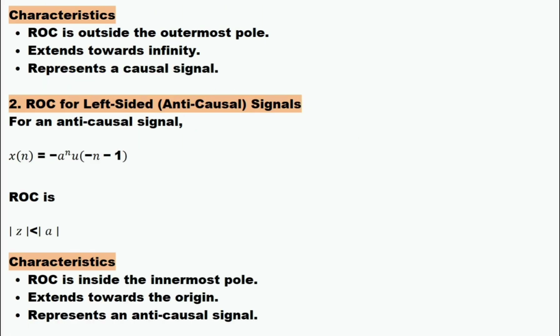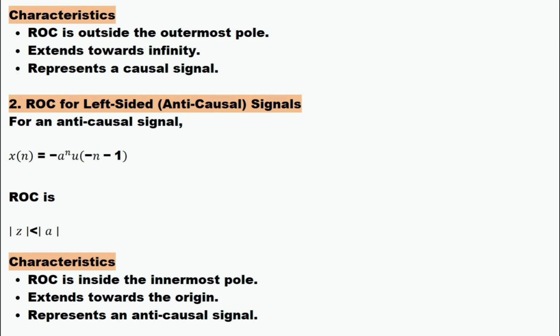Okay, so what are its characteristics means ROC is outside the outermost pole, it extends towards infinity, and represents a causal signal. It extends towards infinity always, and the outermost is a pole. ROC is outside the outermost pole.